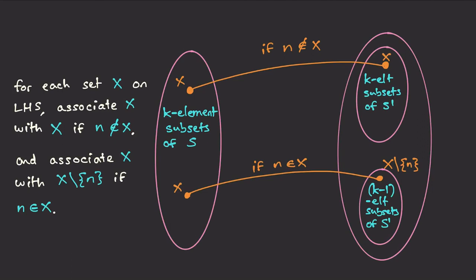In general, this rule will map sets on the left that do contain the element n to smaller sets, to k-1 element sets on the right that don't contain n, and it will map sets that don't contain n on the left to themselves, to k element sets on the right. This rule will put sets on the left and sets on the right into one-to-one correspondence, and it follows from that that the number of sets on the left is equal to the number of sets on the right. In other words, the left-hand side equals the right-hand side in our original formula.